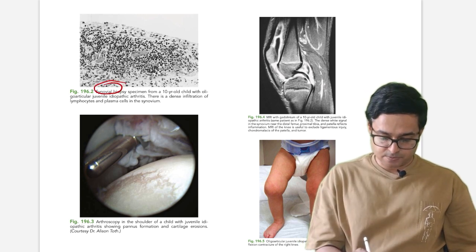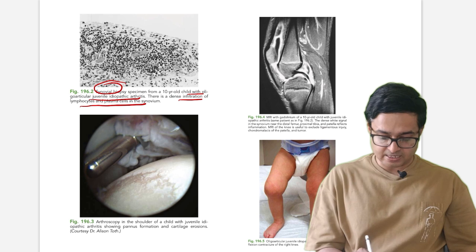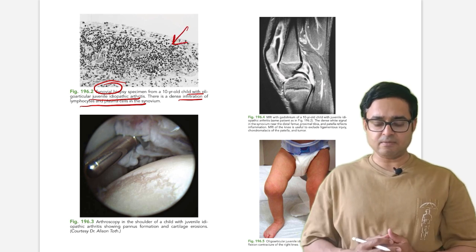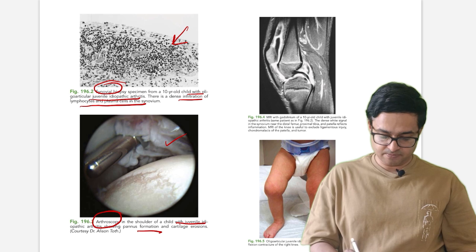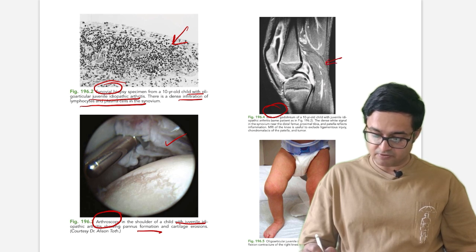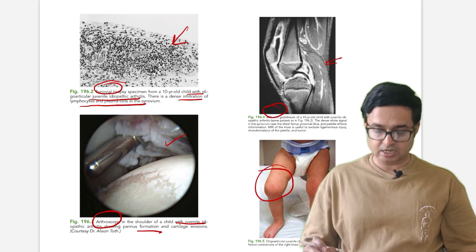This is a synovial biopsy from a 10-year-old child with oligoarticular juvenile idiopathic arthritis, showing dense infiltration of lymphocytes and plasma cells. These images can be put directly into the exam, so just go through them. This is an arthroscopy of the shoulder in JIA showing pannus formation. This is an MRI in juvenile idiopathic arthritis, showing dense white signal in the synovium near the distal femur. So this is oligoarticular juvenile idiopathic arthritis.